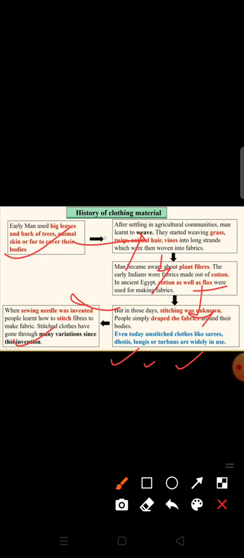So I hope you all have understood this chapter. Okay, so this is a very easy chapter of your syllabus. Okay, and so with this we have completed this chapter.